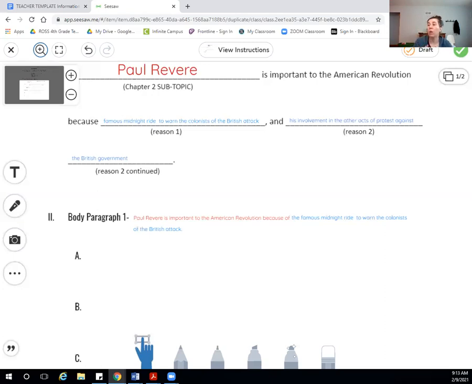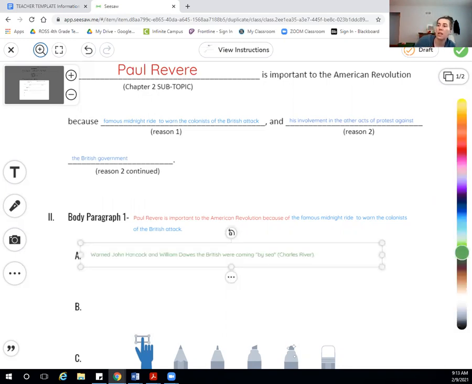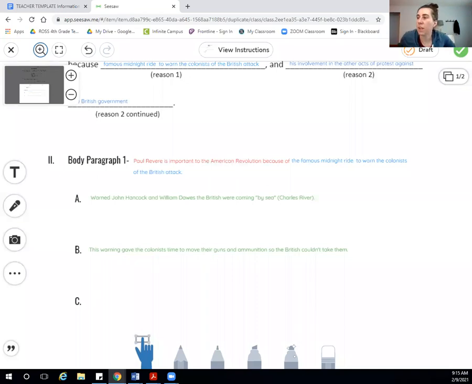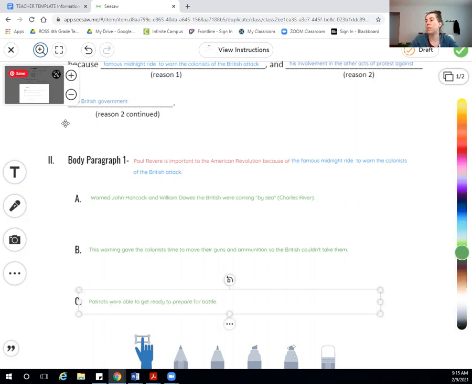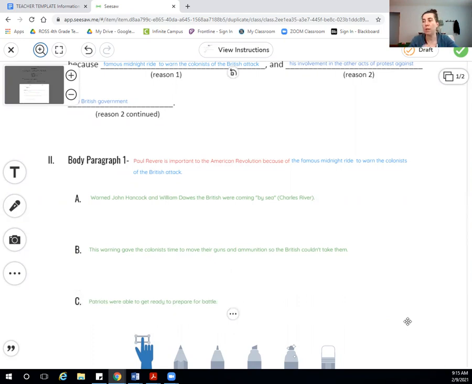Our first reason was the famous midnight ride, and a piece of evidence is that Paul Revere warned John Hancock and William Dawes that the British were coming by sea. The second piece of evidence is that Paul Revere's warning gave the colonists time to move their guns and ammunition so the British couldn't take them, because that is what the British were going to do. And the last piece of evidence is that the Patriots were able to get ready for battle because of Paul Revere's warning.